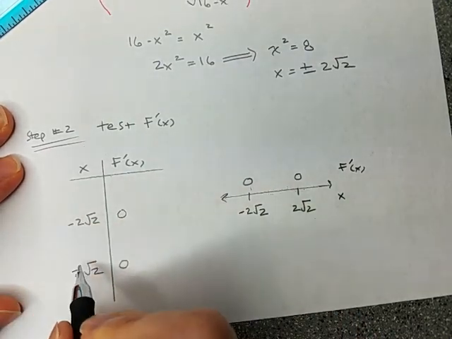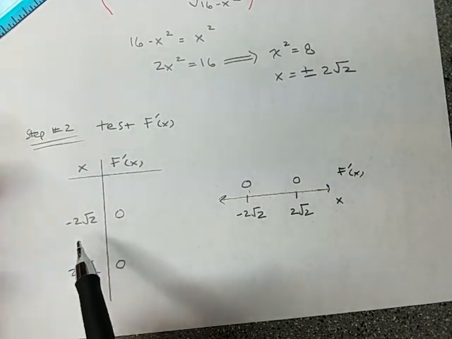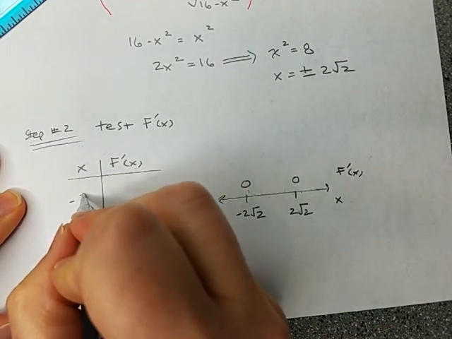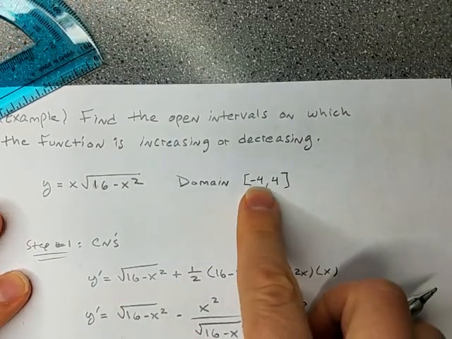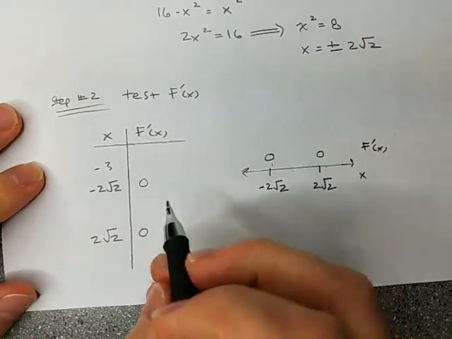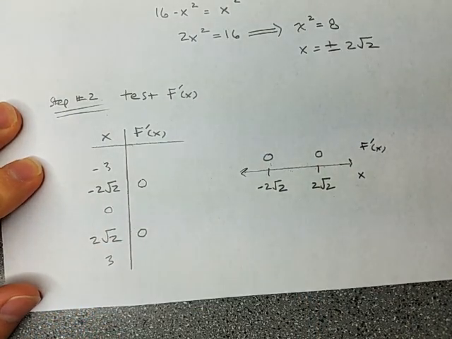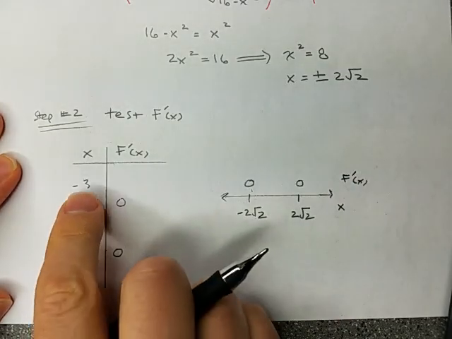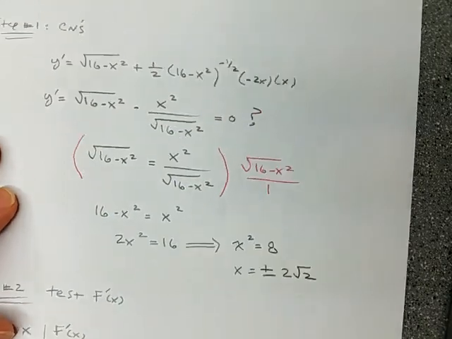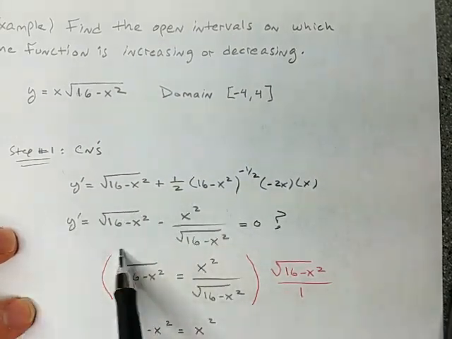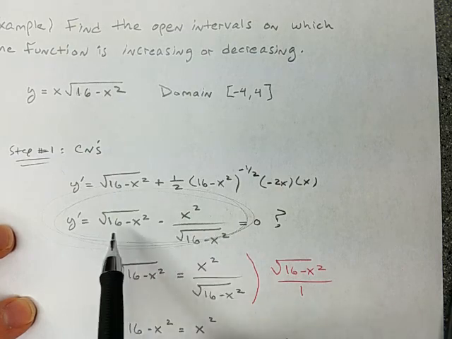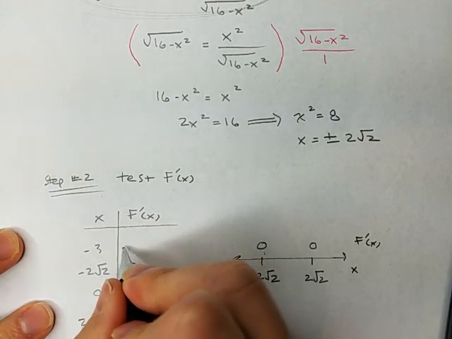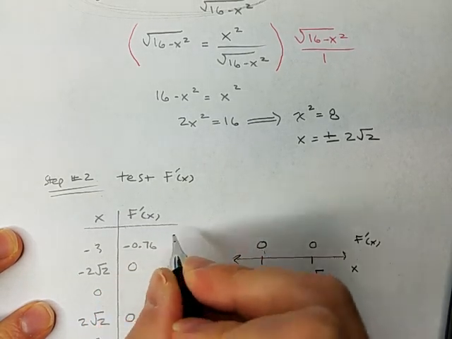So let's do numbers outside of and in between. 2 root 2, that's a little less than 3. So let's do negative 3. We can't go further than negative 4, all right? Because that's outside the domain. And then let's do 0, and then let's do 3, okay? So now at this point, you get your calculator out. You put the numbers into the derivative. Where's the derivative? Well, right here. You see that formula? There it is. You put your numbers in there. And this is what you should get. For negative 3, you'll get about negative 0.76. Well, that's negative.